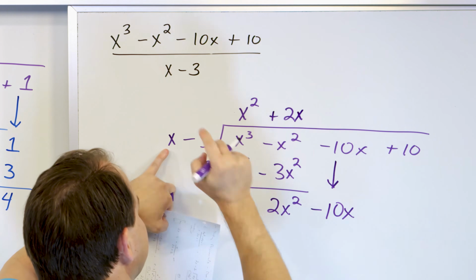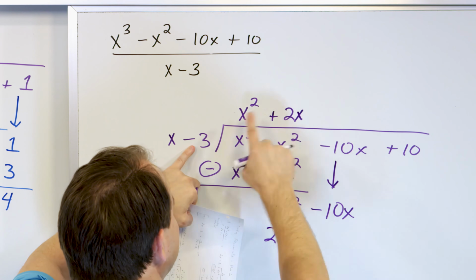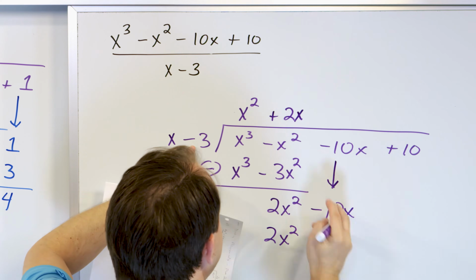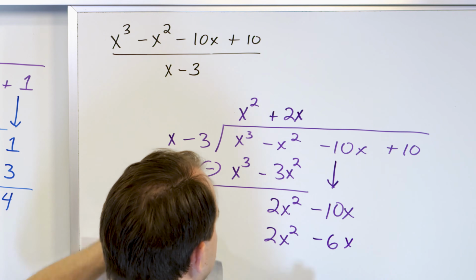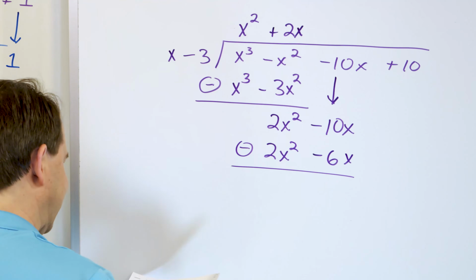Now I do the multiplication. This times this gives me the 2x squared. And then 2x times the negative 3. 2 times negative 3 is negative 6. And then you have the x times 1 there. And we're going to, again, subtract both terms. The first terms always subtract to give me 0.